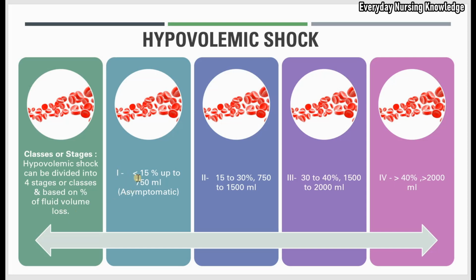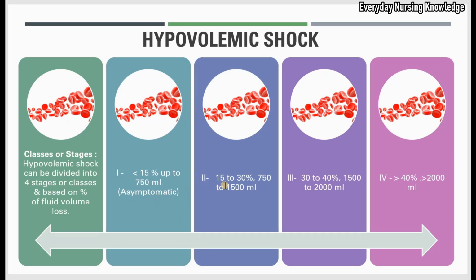So class 1 is less than 15%. That means, average human blood volume is 5 liters, so less than 15% of blood loss is up to 750 ml. Usually with 750 ml of blood loss, cardiac output can still remain normal. As a result, patients are usually asymptomatic.